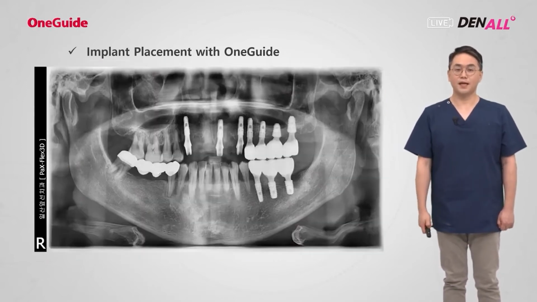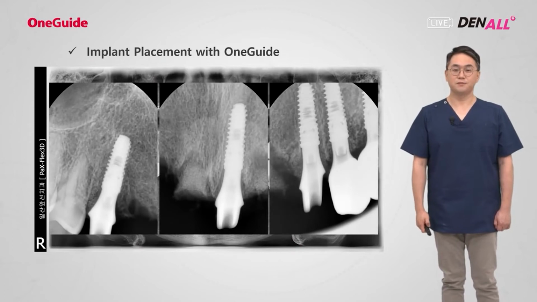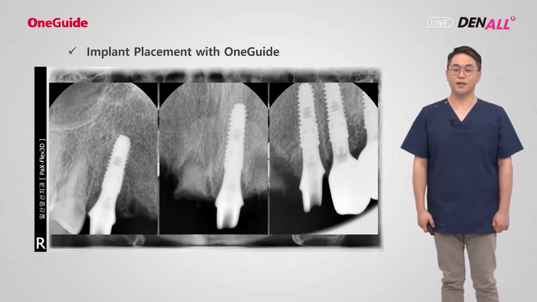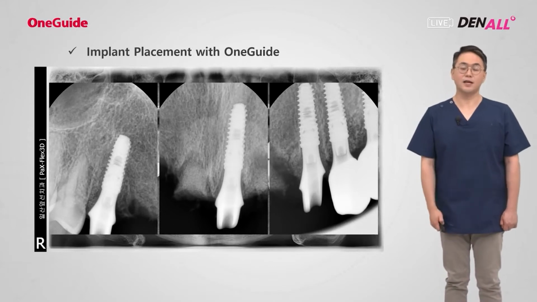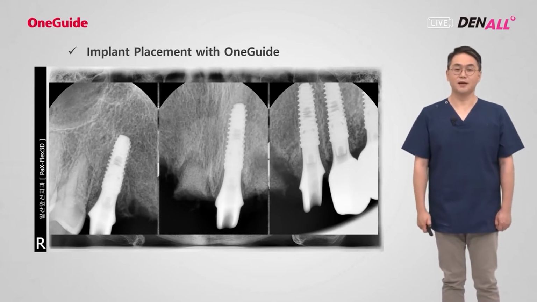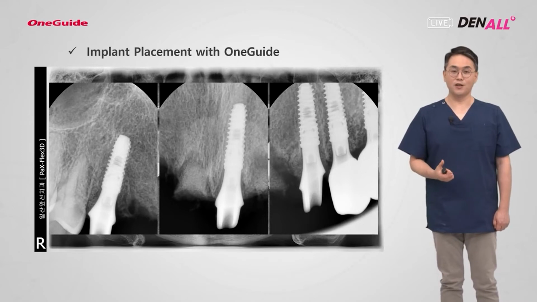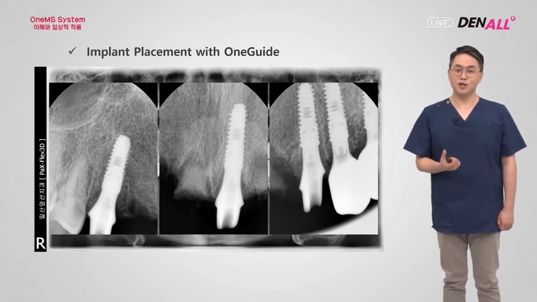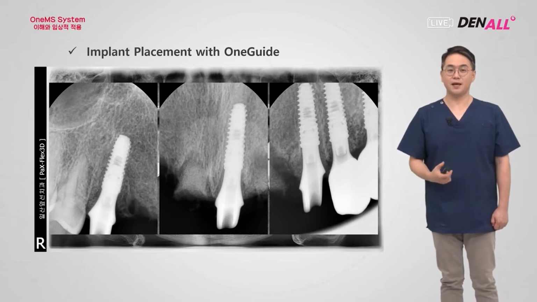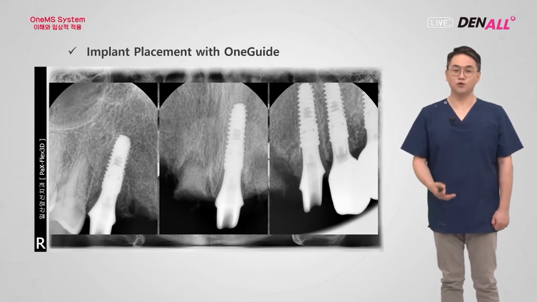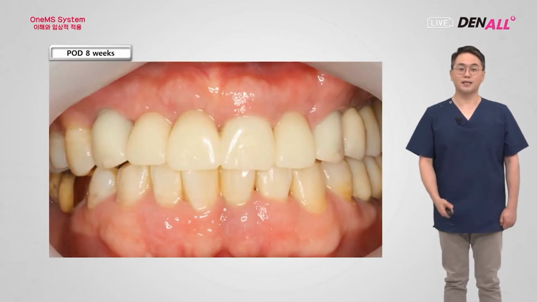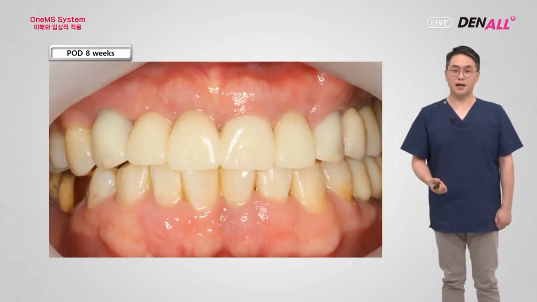Now, after surgery, this is the panorama photo, and this is the PA after surgery. As you can see, the prefabricated abutments are placed very well. Without opening a flap, using the abutment and the temporary that you prefabricated, you can have an excellent gingiva feeling and the patient will feel less uncomfortable. This is 8 weeks post-op.